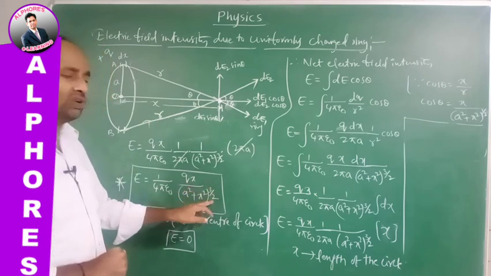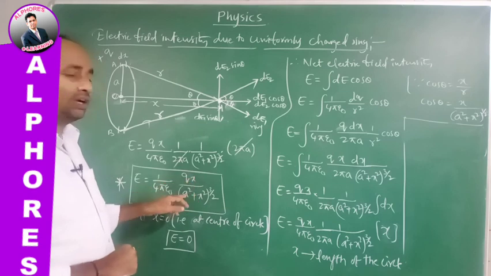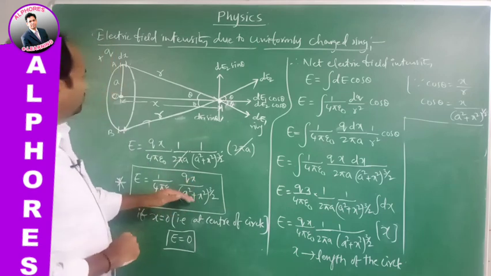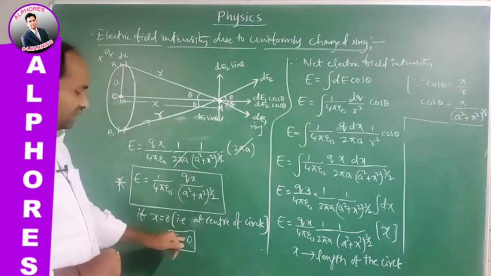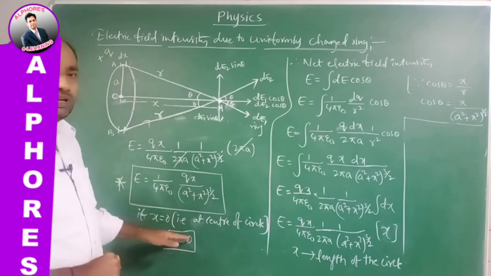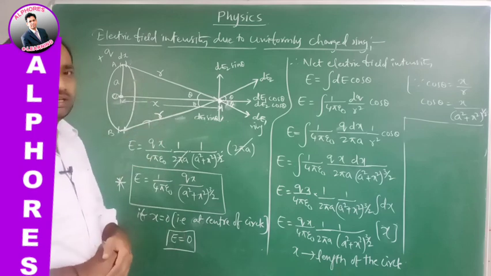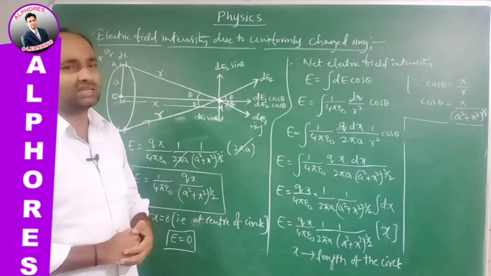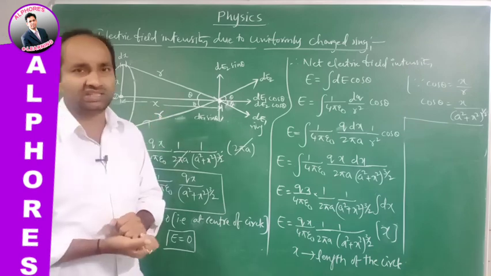x square whole to the power of 3 by 2 is x cube, so q x by x cube is q by x square. Again, what will you get? 1 by 4 pi epsilon naught, q by x square. Or if x is equal to 0, the intensity of the electric field at the center of the circular ring is 0. In the previous cases we used Gauss law; here we are using the charge densities.